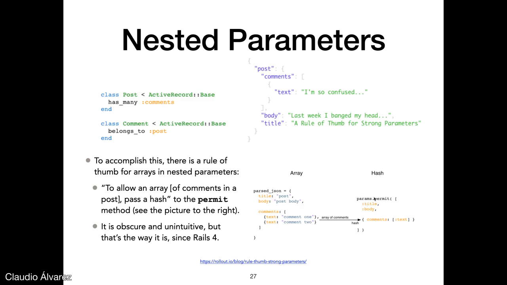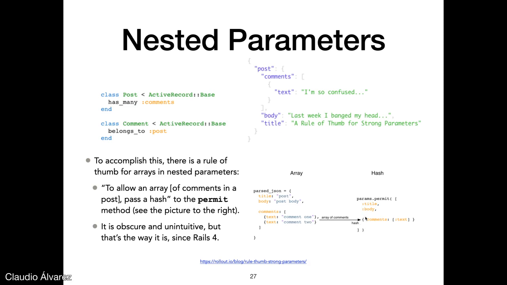Fíjense que está el método permit de params, ¿ya? Y acá esto está permitiendo que lleguen los siguientes atributos: ya llega el atributo body y llega el atributo title, que están permitidos. Se pone como una especie de array con esto que estoy permitiendo, ya que son escalares. Los dos son strings en realidad, pero se toman como escalares. Y después tengo un arreglo de comentarios, ¿ya? Si quiero permitir un arreglo, tal como está acá, esto es bien oscuro, es bien enredado.